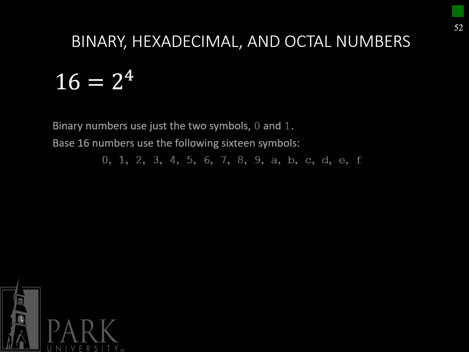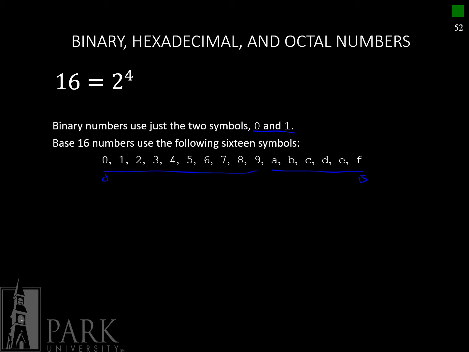Since computers are binary and 16 is a simple power of 2, it's common practice to express computer quantities in base 2 or base 16, right? 2 to the 4th is equal to 16. So base 2 numbers are binary numbers, and base 16 numbers are called hexadecimal numbers. Binary numbers just use 2 symbols, 0 and 1, and base 16 numbers use 0 through 9, and then A through F. So we have 0 to 15. Okay?